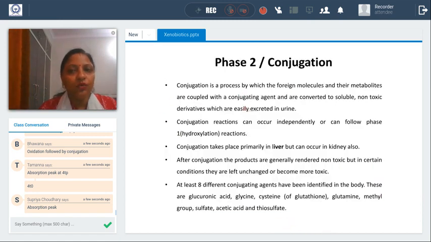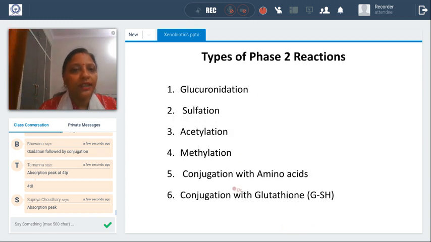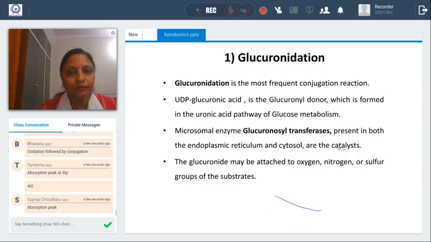Conjugation, phase 2 reactions. Conjugation is the process by which foreign molecules and their metabolites are coupled with conjugating agents and converted to soluble non-toxic derivatives which are easily excreted in urine. These are the reactions: glucuronidation, sulfation, acetylation, methylation, conjugation with various amino acids, and conjugation with glutathione.